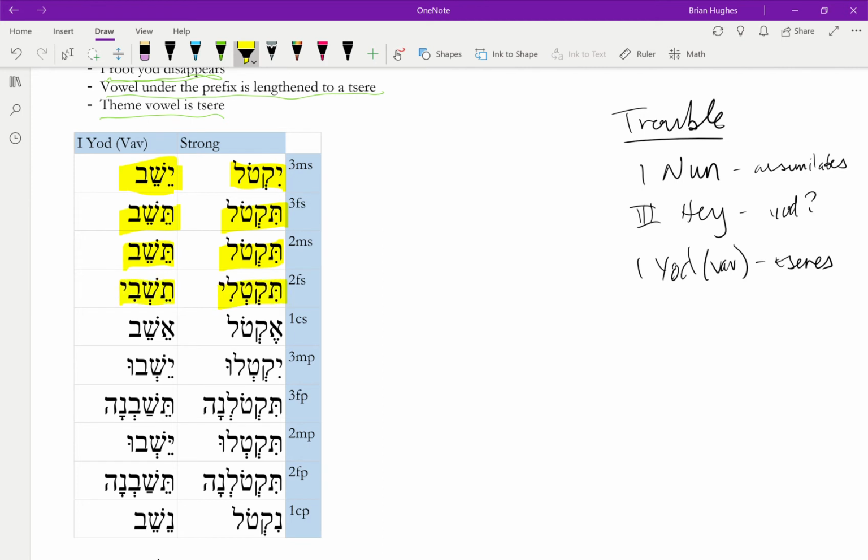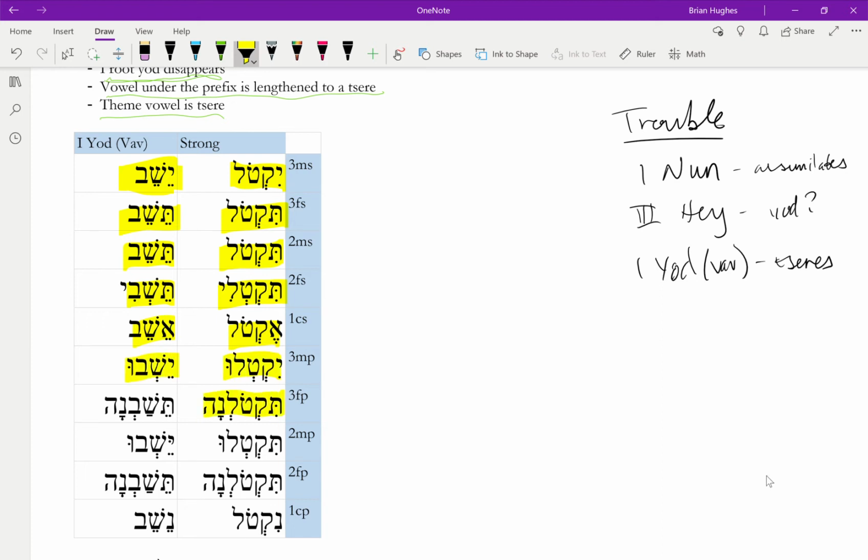I'm pretty sure there's supposed to be a dagesh there. There is. I apologize. All right, great. I'm going to keep it in the Hebrew mode. So we get teshevi. Instead of ektol, we get eshev. Instead of yiktalu, we get yeshevu.